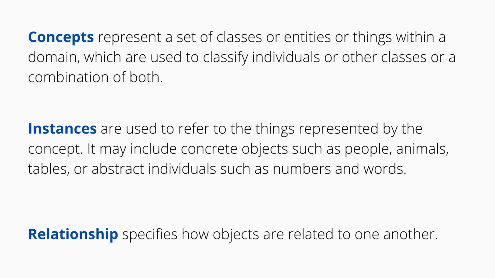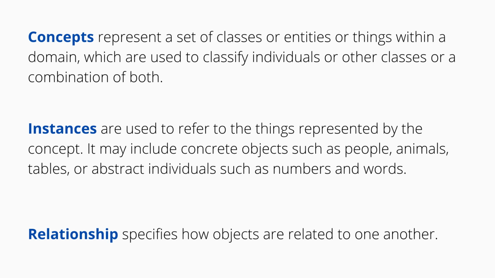Instances refer to the things that are represented by the concept. They may include concrete objects such as people, animals, tables, as well as abstract individuals such as numbers and words. Strictly speaking, ontologies need not include instances, as an ontology is supposed to be a conceptualization of the domain. A combination of an ontology with associated instances is known as a knowledge base.